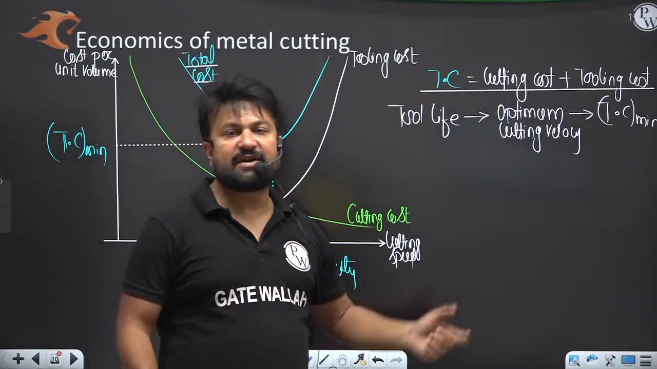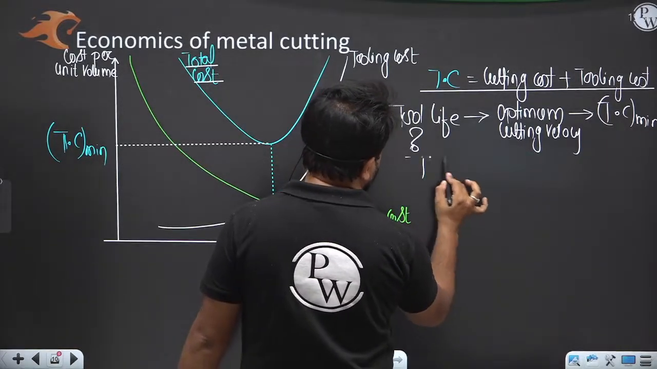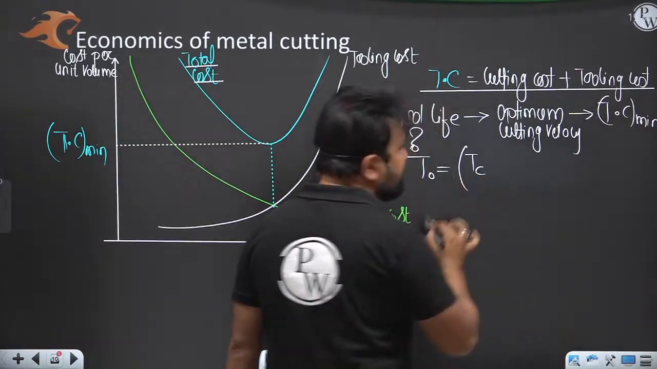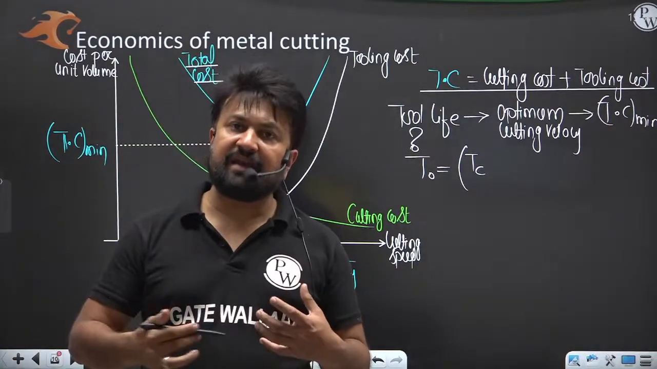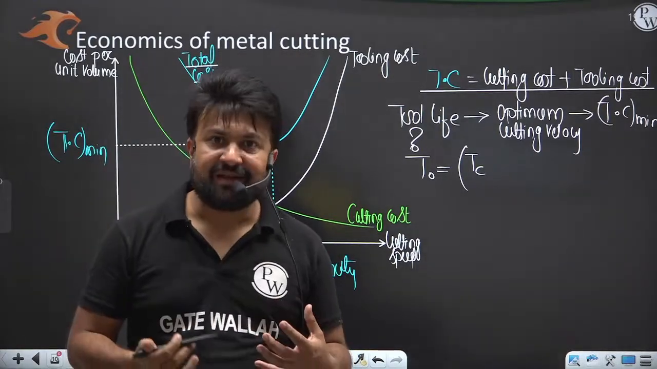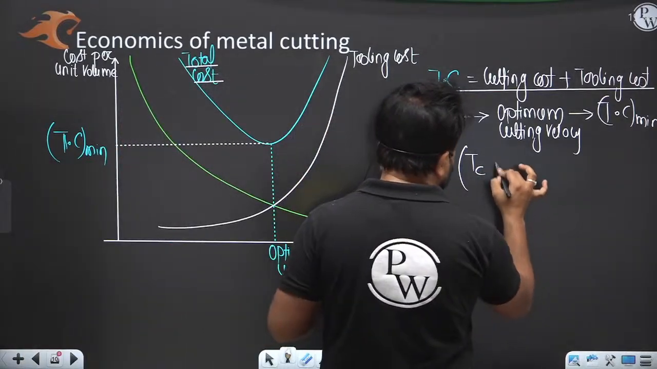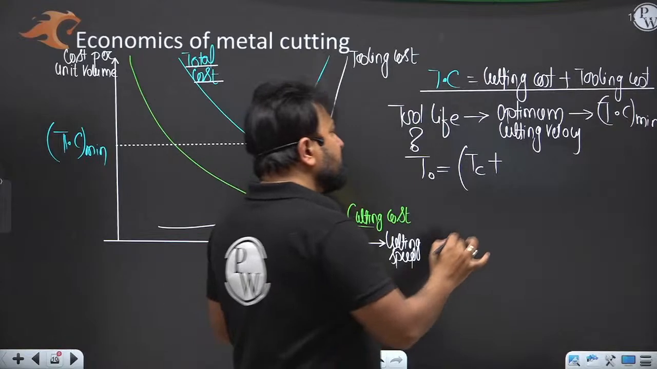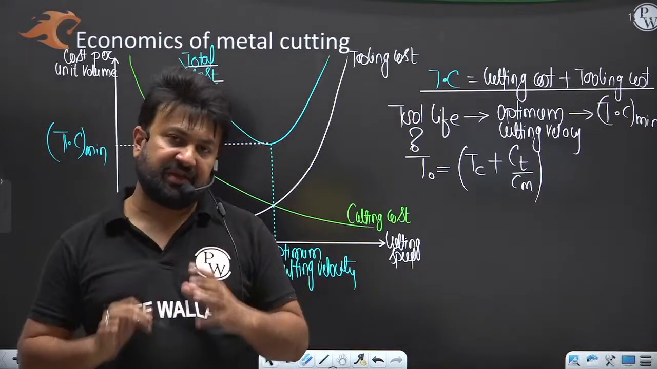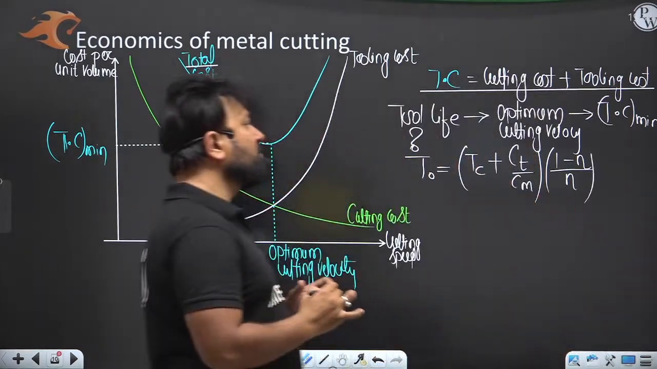The basic is the same: differentiate the total cost with respect to your cutting velocity. Now, that tool life will be TC, that is tool changing time. Suppose the tool fails again and again, you unmount the tool from the setup, do the regrinding, and again mount it. So that is tool changing time. So T naught equals TC plus CT divided by CM, into (1 minus n) divided by n.